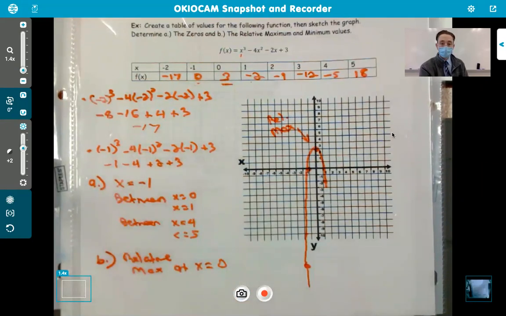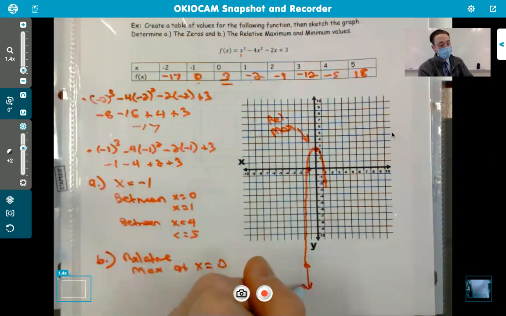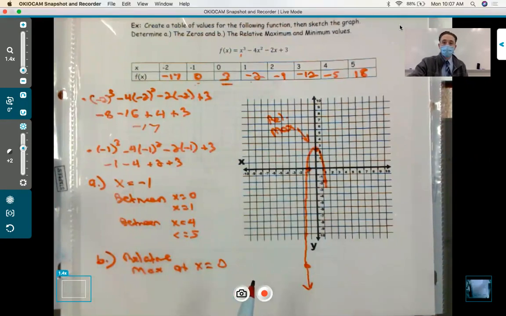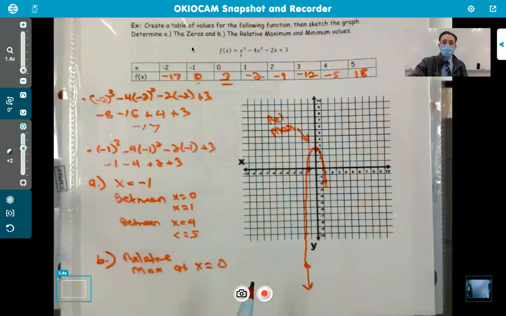Okay. I'll keep looking across my table of y values. Before we do that, though, does anybody have any questions about how I found that relative max? So whether looking at it graphically or looking at the table. Everybody good? Okay.